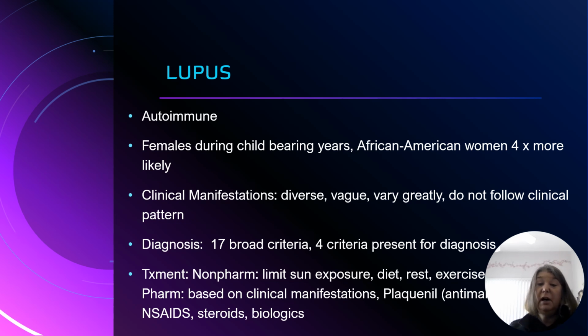So in clinical practice, however, patients may not have 4 criteria present to be diagnosed if there is sufficient evidence otherwise. So that's just saying they may go ahead and call it lupus if they think it's lupus, right?